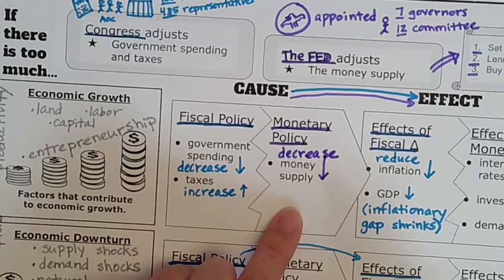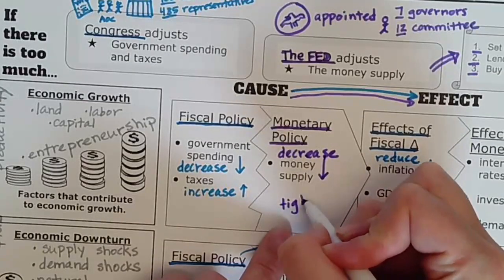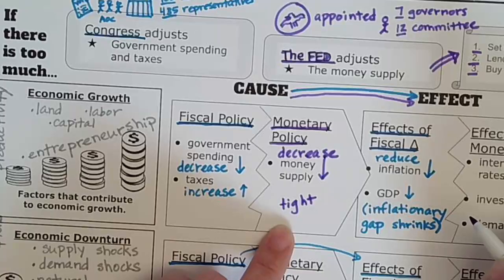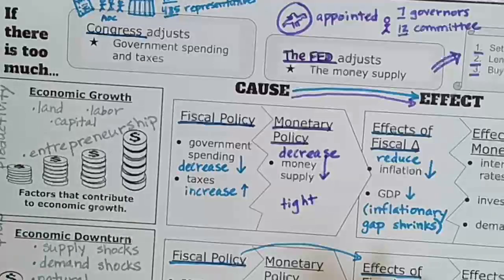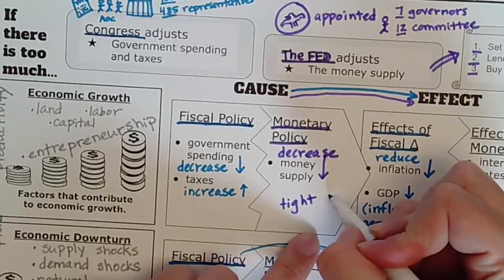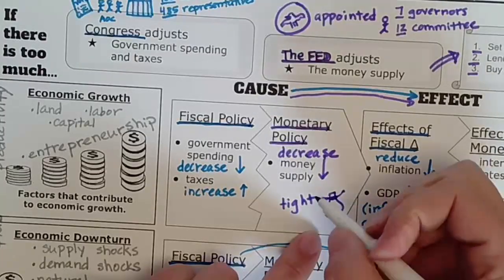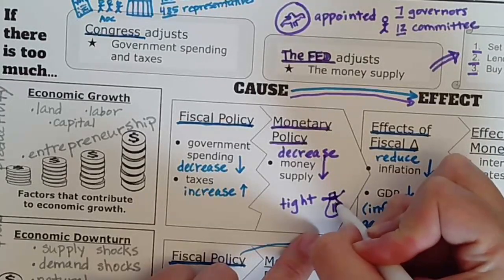Okay? When they do that, this is what we're talking about when we say a tight economy. I'm going to add that word tight there. And I'm also going to draw a picture. This is my little money bag, and I'm like tightening it up because I'm going to tie it really tight so that I don't get into it and spend it too much.